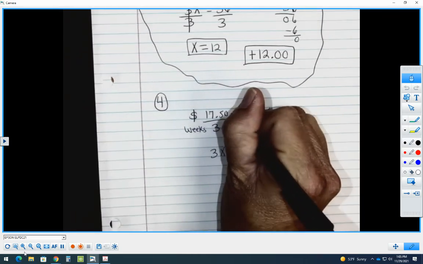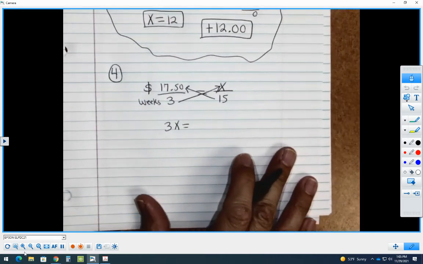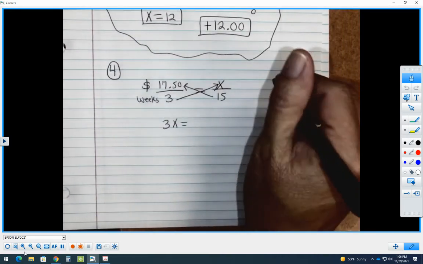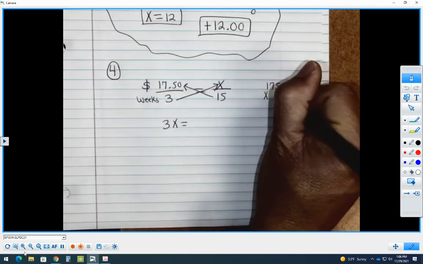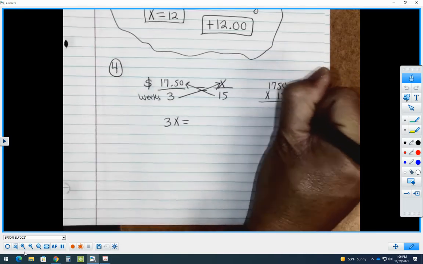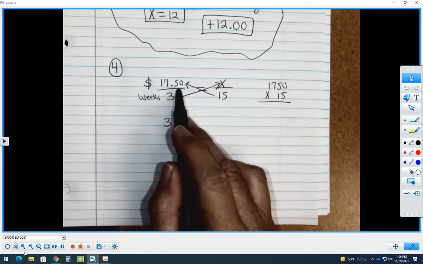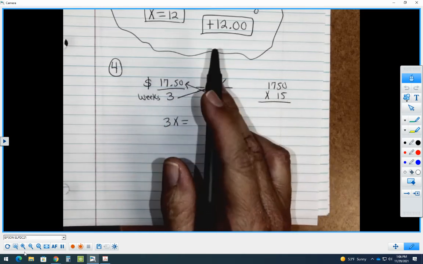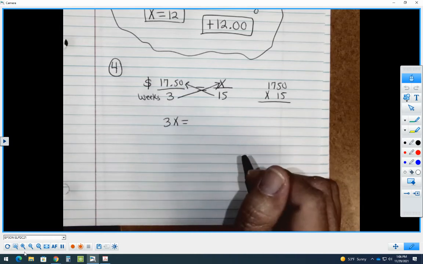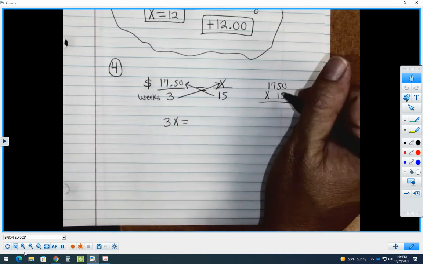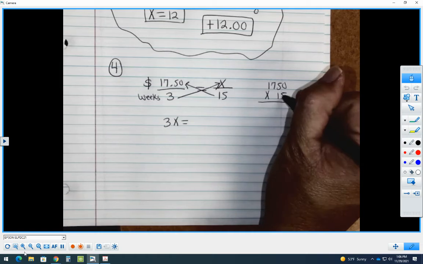15 times 1750. Okay, so that I cannot do it mentally. I'm going to go to the side. 1750 times 15. Now I told you that when you're multiplying decimals, you can eliminate the decimal for now, so it can be easier for you, and then we'll place it back at the end. When you're multiplying decimals, we can do that.